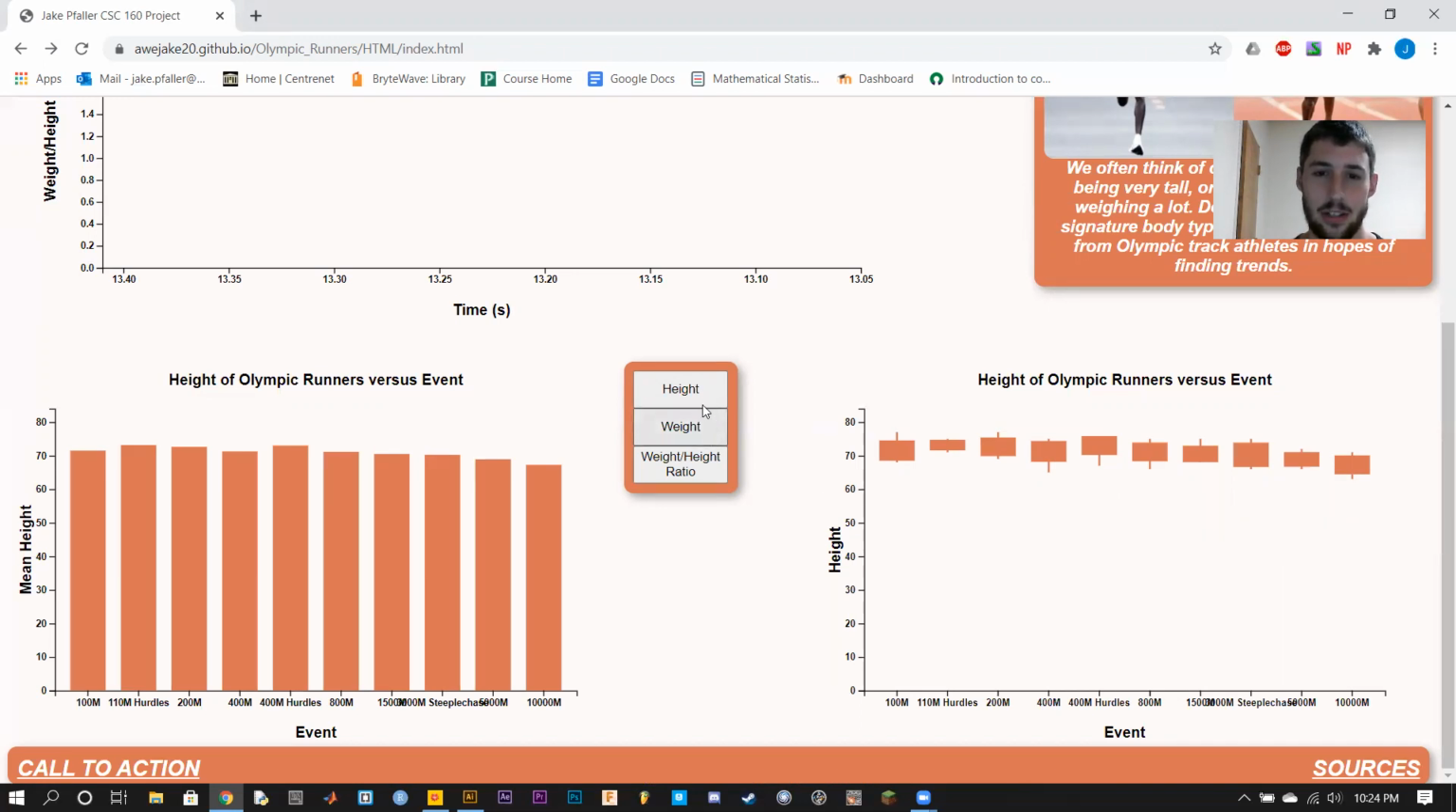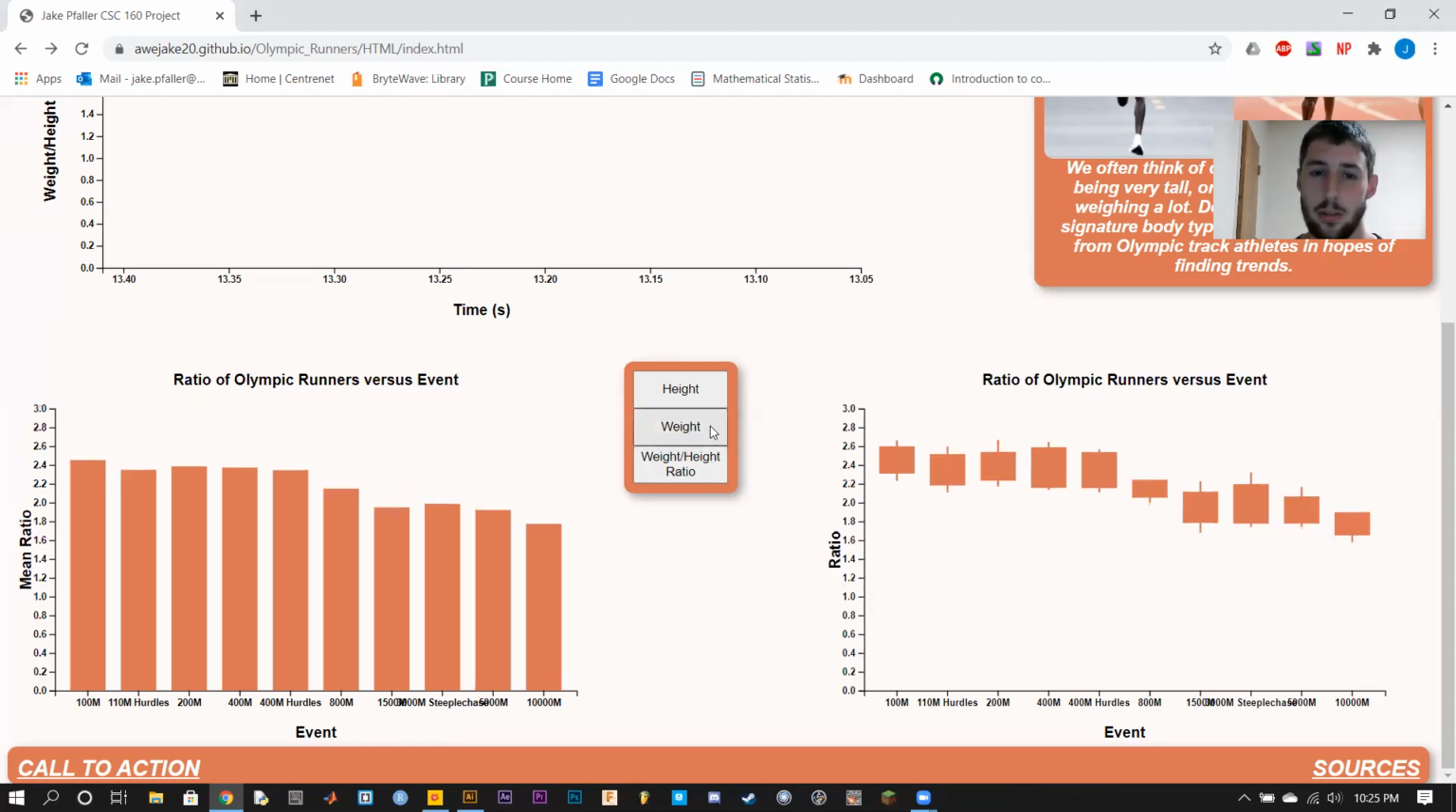Trends in the data I noticed for height: I noticed that there isn't much of a correlation between the height of the runners and the event that they run, as we see a lot of overlap in the boxes, which means that there isn't a significant correlation between the event distance and the height.